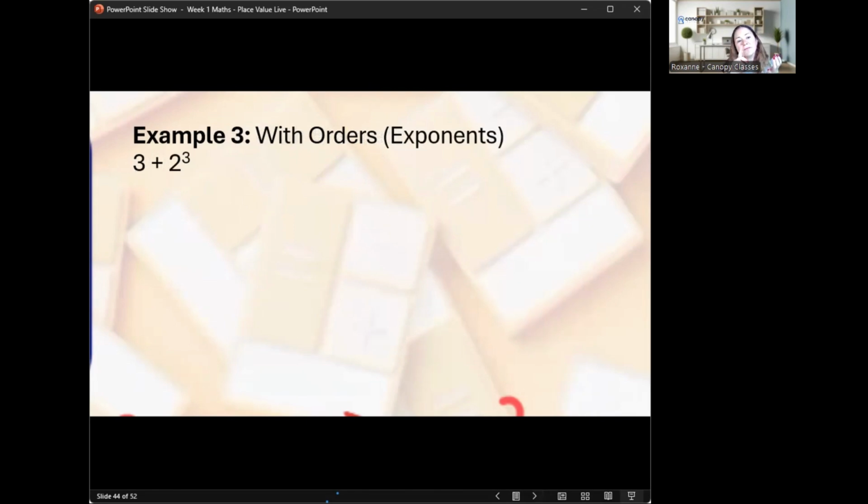Let's have a look at one where we've also got an index number, a power number. If you haven't come across these yet, the power of 3 just means you multiply it by itself 3 times. So we're going to do 2 times 2 times 2. So 2 times 2 is 4, times 2 again is 8. Okay, 8 added to 3 will give us 11.